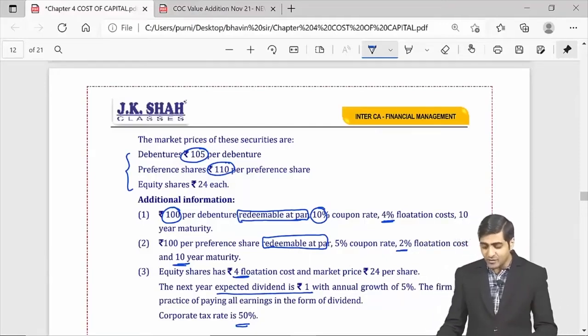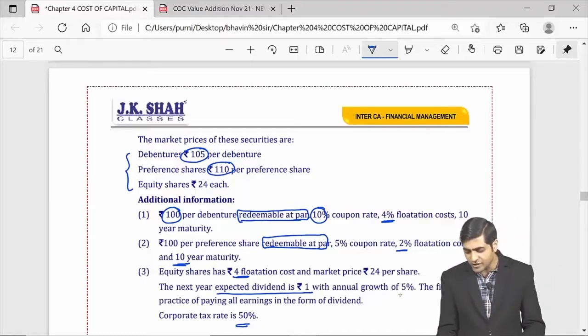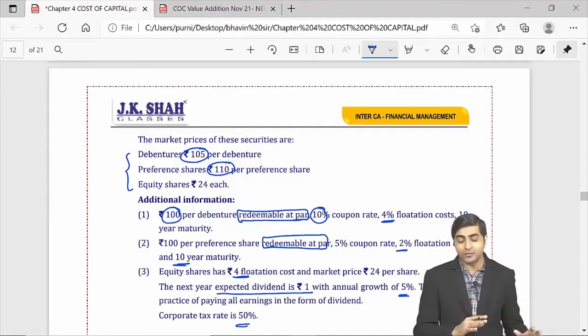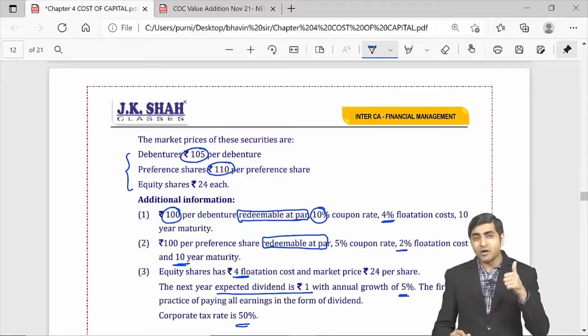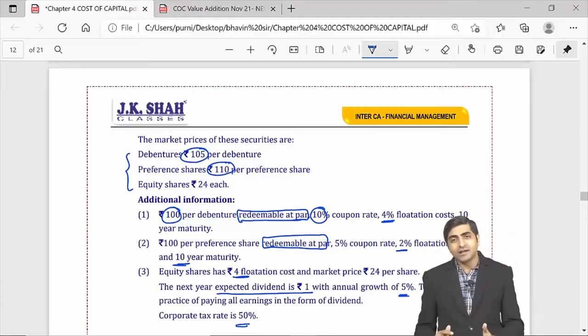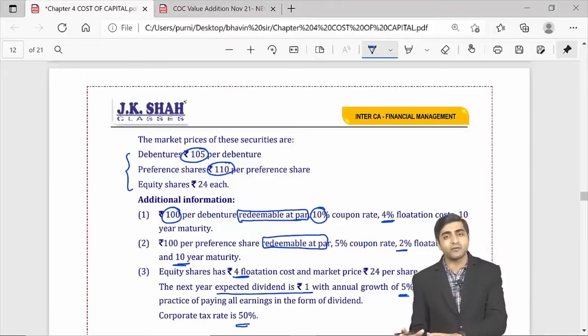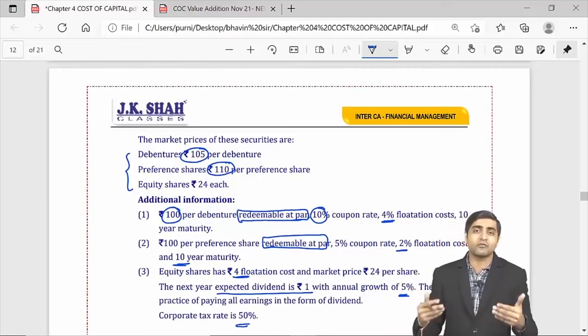Your net proceeds will be 24 minus 4, that's nothing but 20. Your growth rate is 5%, and that's how your KE is required to be calculated. So guys, remember that whatever your KD, KE and KP are, they will remain the same whether it is book value weights or market value weights. The only thing that will be different will be the proportions or weights.